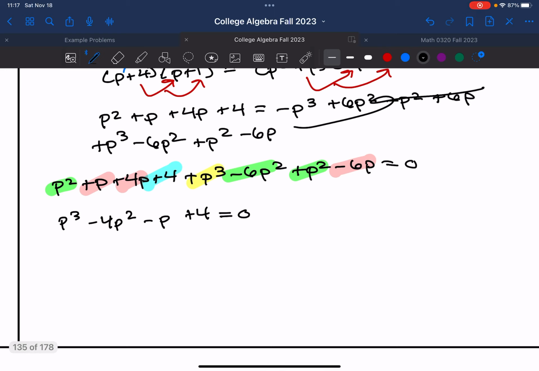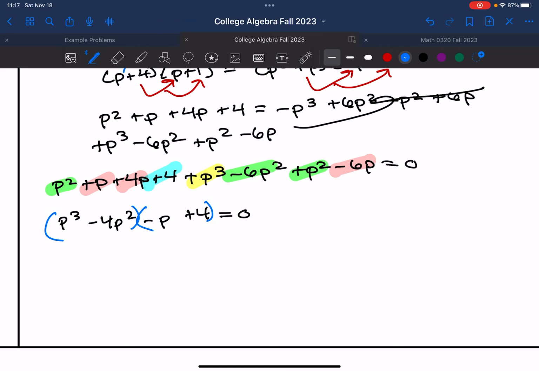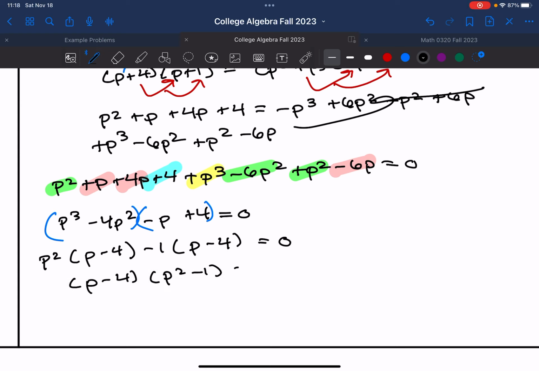Notice I have 4 terms. Because I have 4 terms, I can do the factor by grouping. So in the first one, I can take out a p squared, and I'm left with p minus 4. And since I want my parentheses to match, I'm going to take out a negative 1, so I have p minus 4. So I have p minus 4, and p squared minus 1 equals 0.